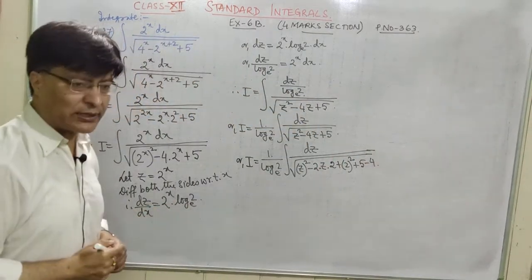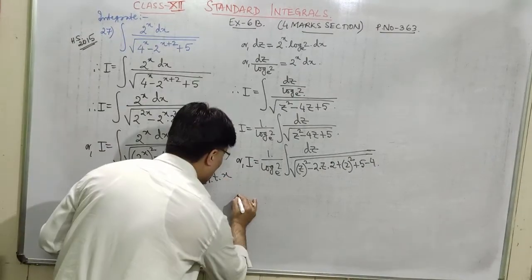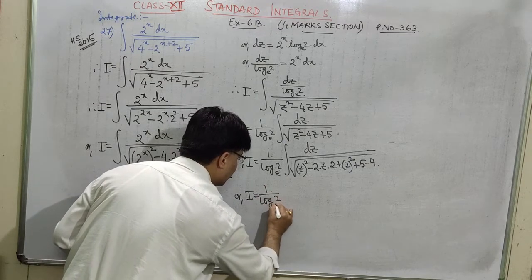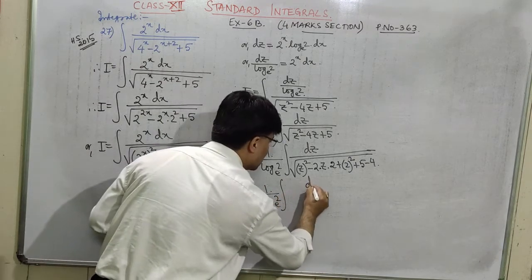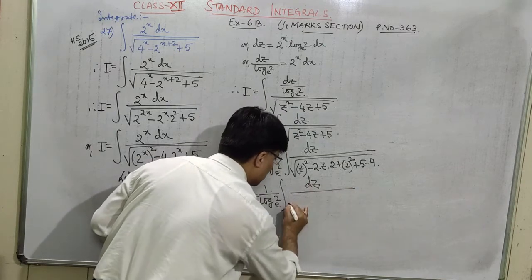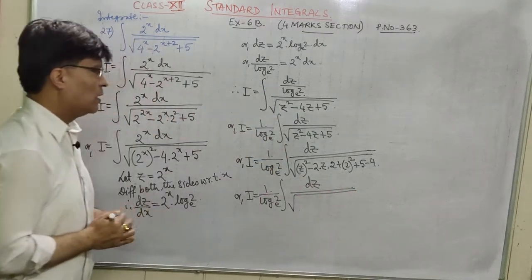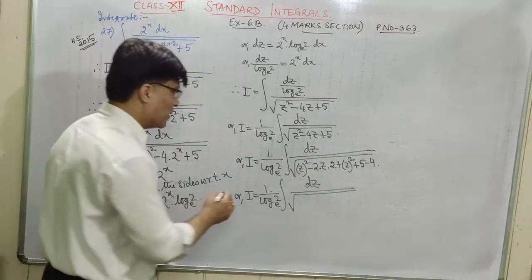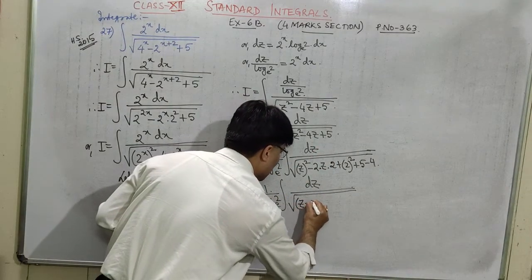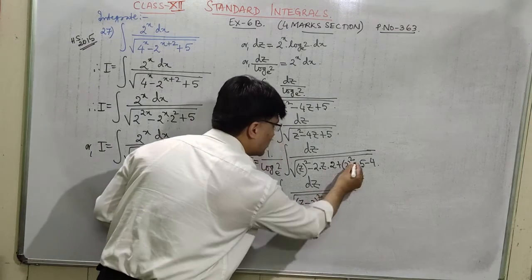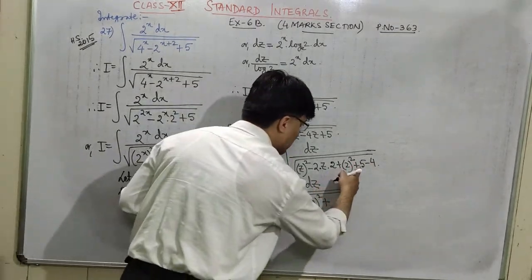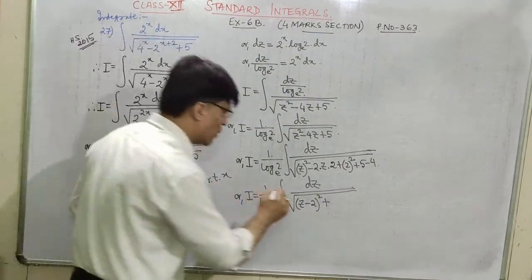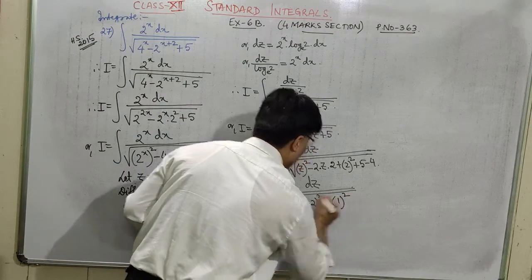So I think you have understood it. Okay. Or I is equal to 1 by log 2 base e integration of dz divided by, within square root. So what is this? A square minus 2ab plus b whole square, a minus b whole square, isn't it? So you can write here z minus 2 whole square plus, what is 5 minus 4? There is 5 minus 4. What is 5 minus 4? That is 1. You can write it within whole square.